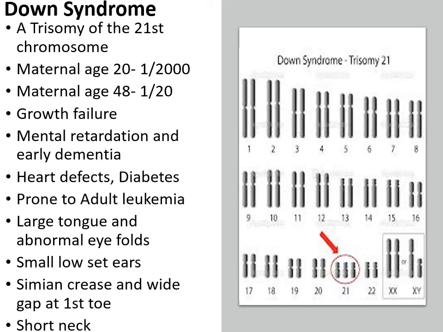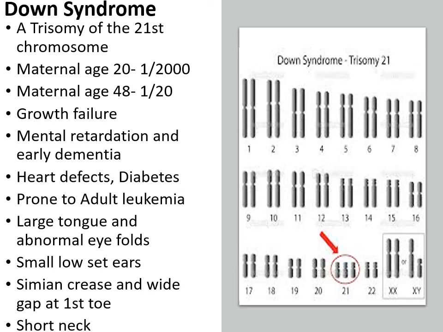Now, they develop a number of congenital defects, right? So they have heart defects. They have holes in different parts of their heart, connecting chambers that shouldn't have communication. They're very prone to leukemia and lymphoma as they get into their 30s and 40s, okay, because of this genetic abnormality, this extra chromosome.